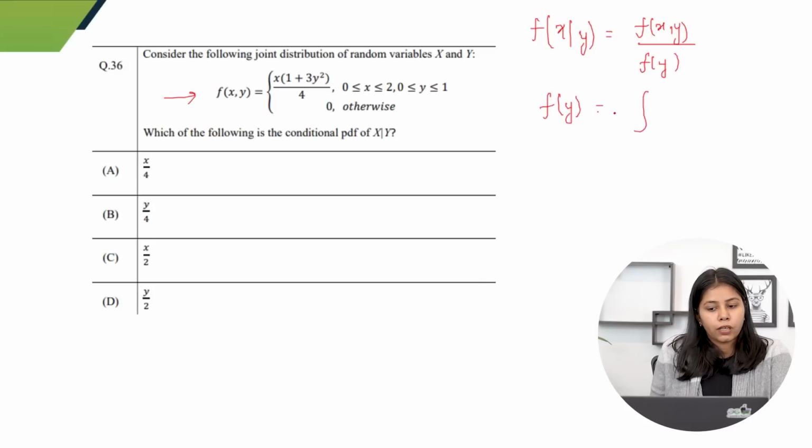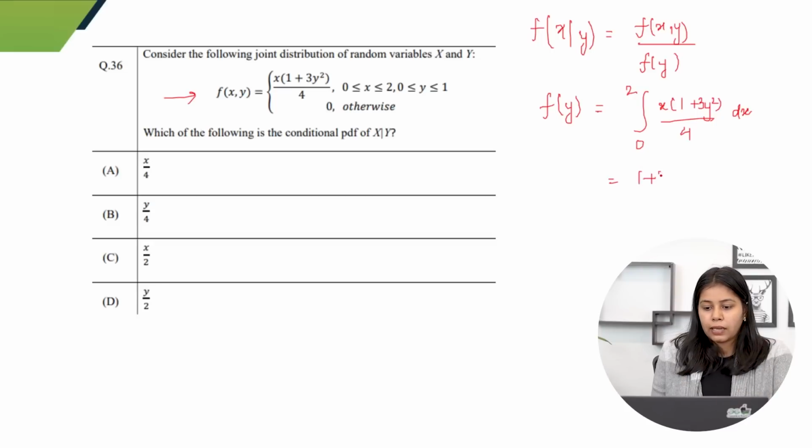How do I find f(y)? That means I have to find the marginal distribution of y. How do I find the marginal distribution of y? I eliminate the value of x, and how do I eliminate x? By integrating. So I can say x into (1 plus 3y square by 4), and I'll integrate with respect to x. I'm only left with the y value here. So the x limit goes from 0 to 2.